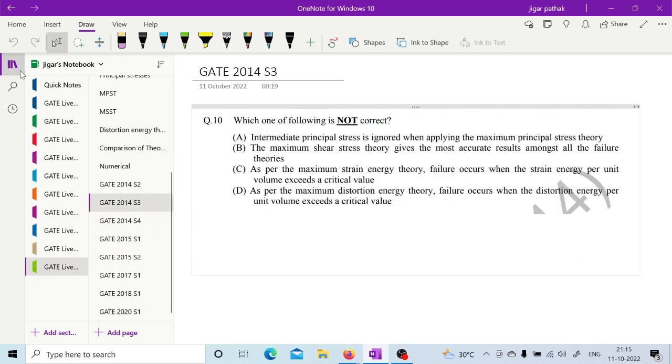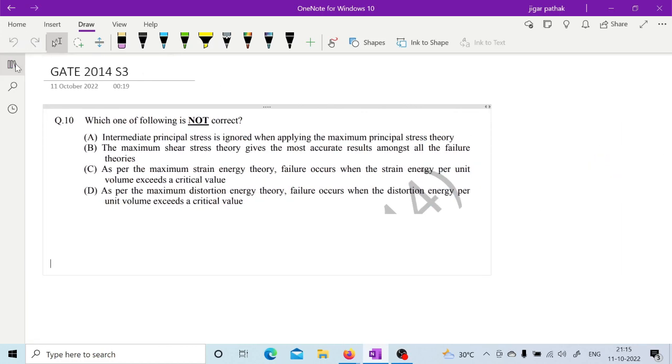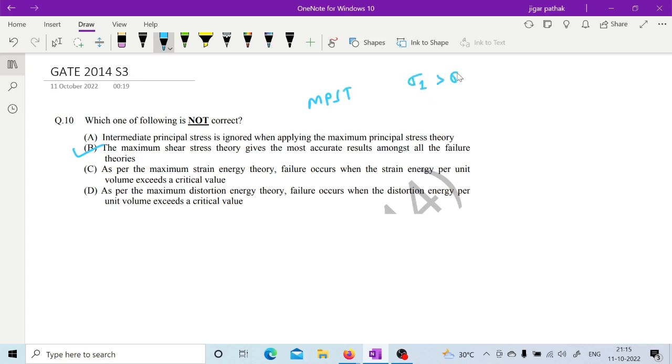This one. Here it is from 2014 session 3. Which one of the following is not correct? Can you read the options and tell me? Anyone? B. Correct. B is incorrect, right? Because intermediate principal stress is ignored when using the maximum principal stress theory, right? Correct. Because we are only considering sigma 1, right?